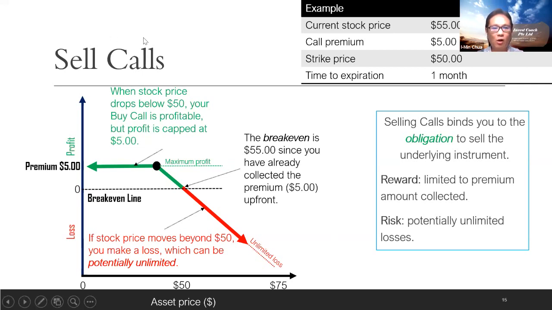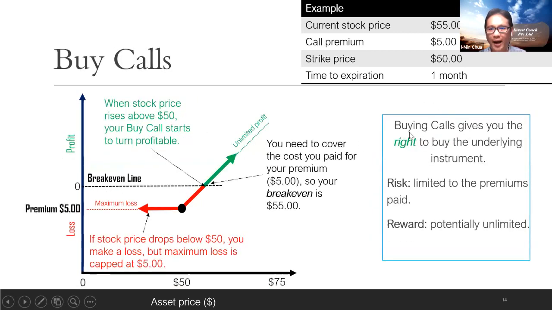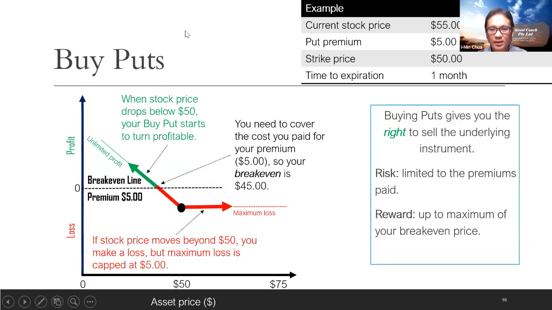So this is calls. Calls give you the right to buy, and of course, if you sell calls, you're obligated to sell. There's also this thing called a put. Buying puts gives you the right to sell the underlying instrument. Let's have a bit of comparison. If you buy a call, it gives you the right to buy the underlying instrument. If you buy a put, it gives you the right to sell the underlying instrument. That's the difference here.